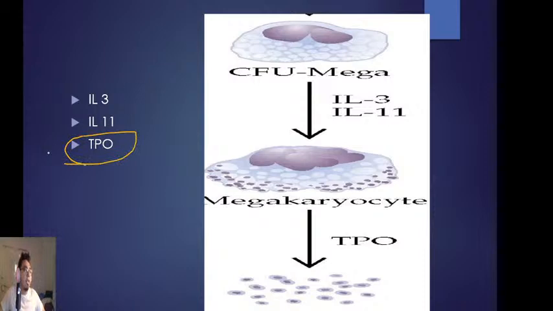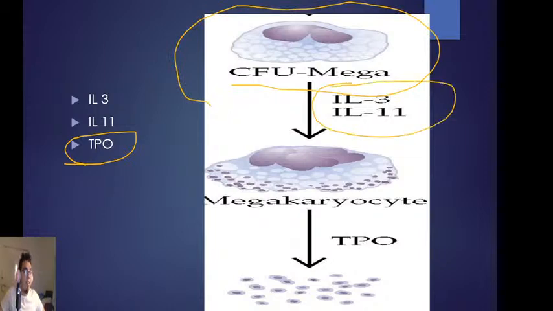Now, let's look at it closely. We have colony forming unit megakaryocytes. With the stimulation or the signaling of interleukin 3 and 11, it becomes a megakaryocyte. With TPO, it bursts and forms platelets.